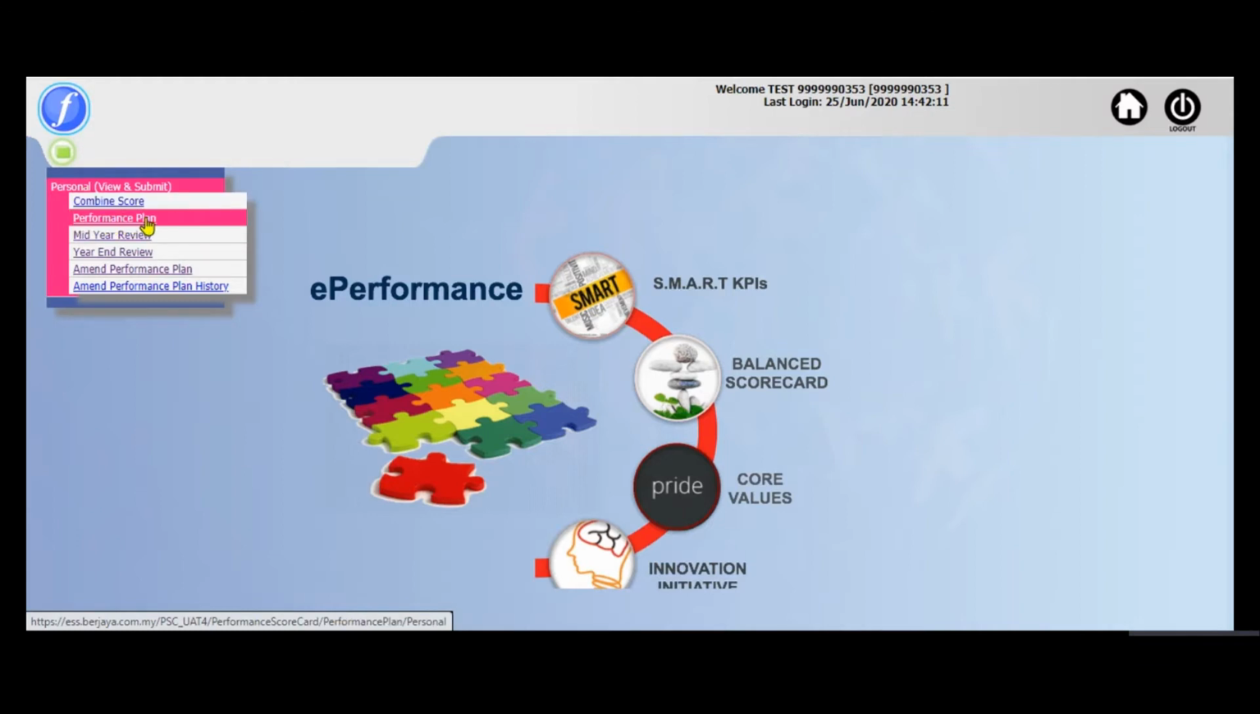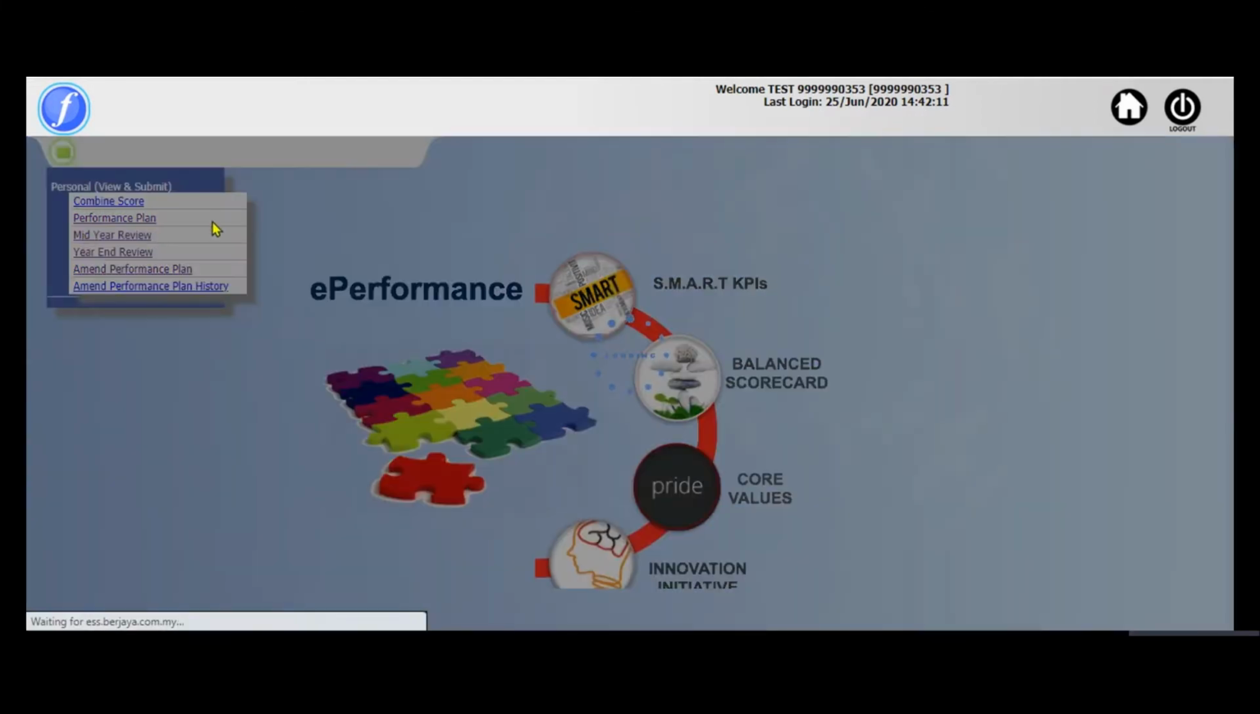The performance plan function is not applicable to non-executives, because this is where executives like grade A, grade B, and grade C set their KPI. Grade D, that means non-executive, doesn't have KPI, so you can ignore performance plan. Go straight to mid-year, and after that, year-end. These 2 are more applicable to you. The amend performance plan and history functions are also not applicable to grade D. They are only for A, B, and C. So for this, we go to mid-year review.